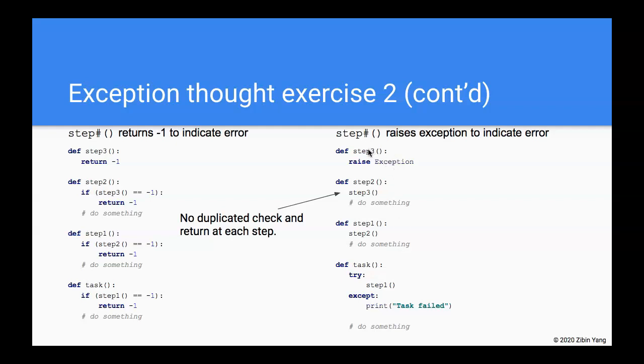And now, if no exception is raised, then step 2, after it finishes whatever step 3 has to do, can just continue and do the normal thing. Same thing for step 1. So again, I hope that you see that by using exceptions, we save a lot of redundant work of checking if something goes wrong, do something. If something goes wrong, do something. Using exceptions is a lot cleaner to report errors.